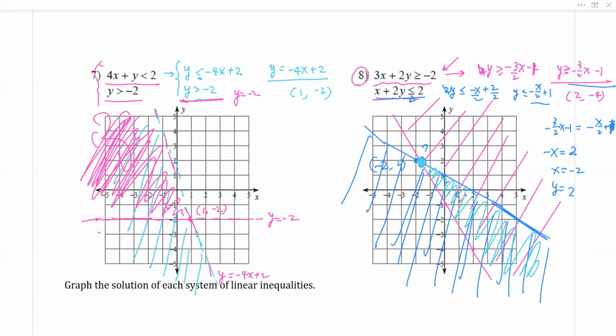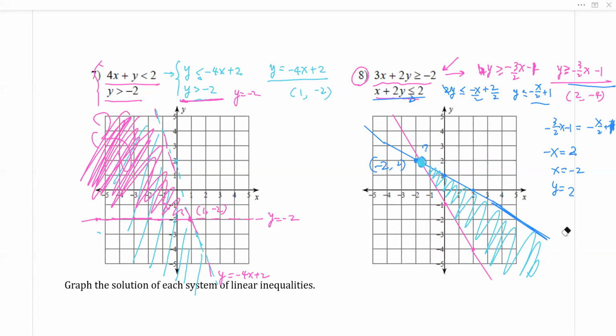Right, so let's erase this part. Let's erase this one. Okay, so including this dot, because both are solid lines, right?